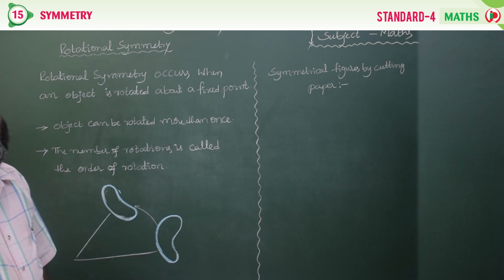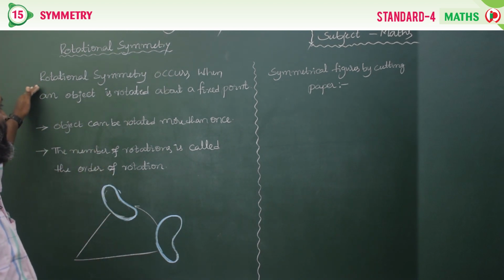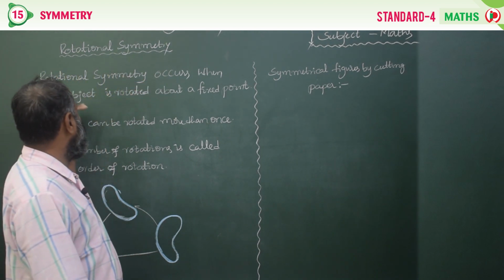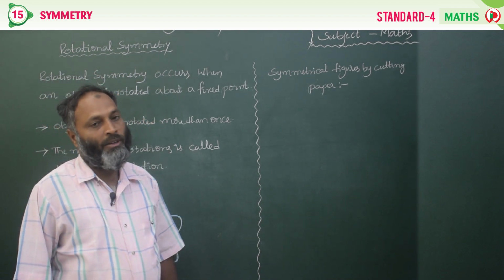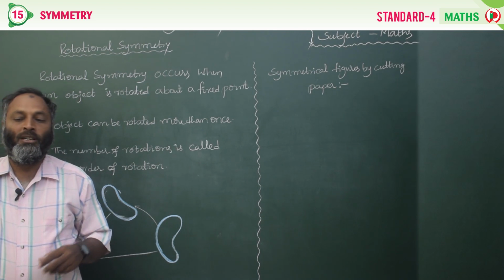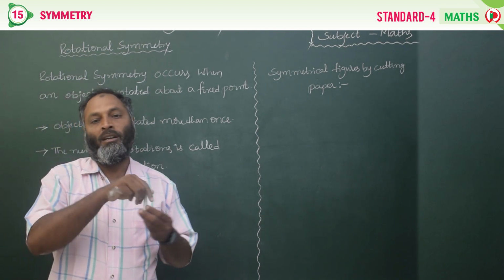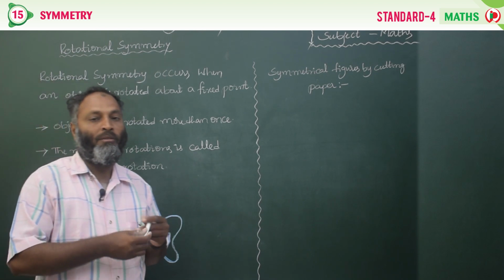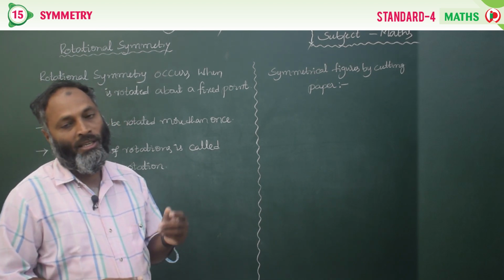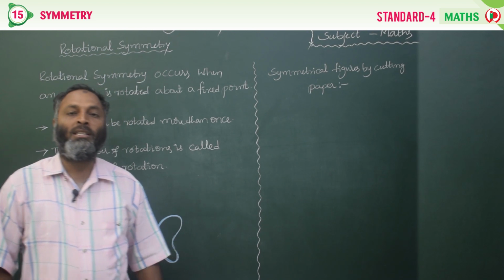What is rotational symmetry? See here the first definition. Rotational symmetry occurs when an object is rotated about a fixed point. About a fixed point we rotate a particular object, and whatever shapes form after rotating once, twice, thrice, they come under rotational symmetry.